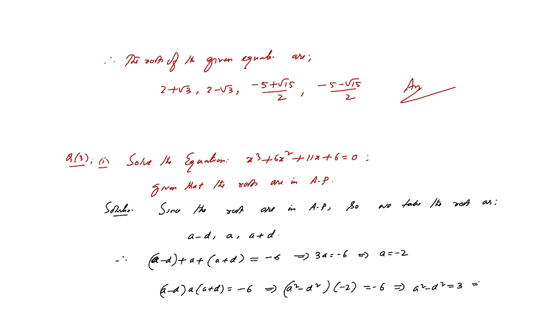A value is minus 2, we just put here minus 2 whole square. So d square will be 1, since a equals minus 2. And that implies d equals plus minus 1. Now you take d equals plus 1 or minus 1, no problem. So take d equals 1 and a equals minus 2, or you can take d equals minus 1, a equals minus 2.